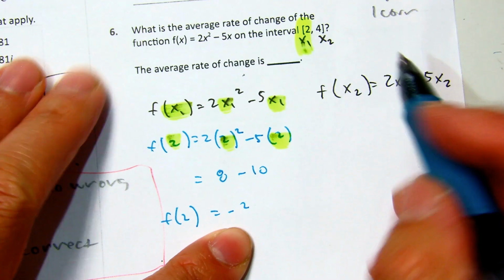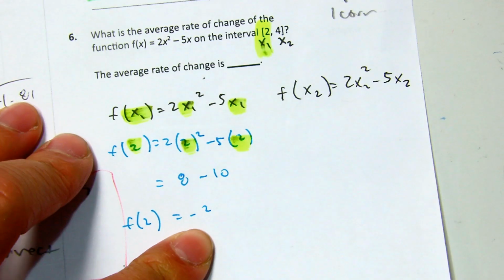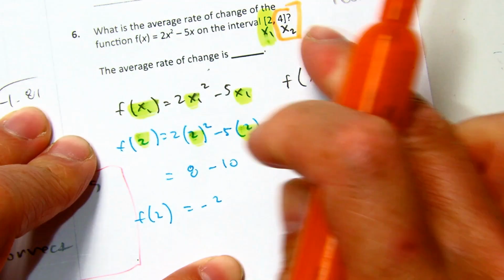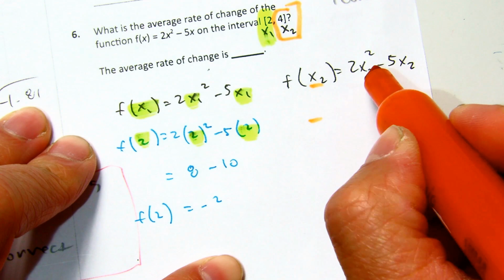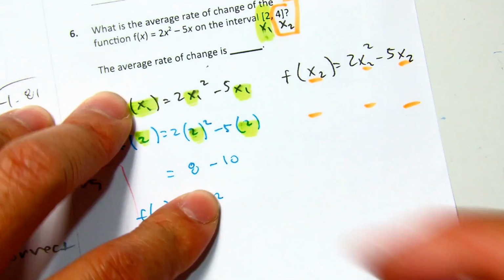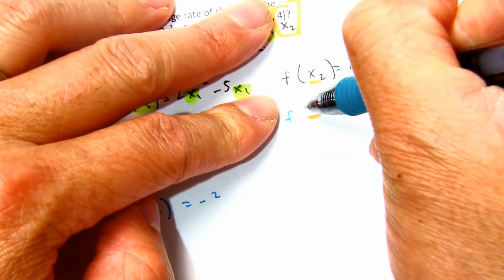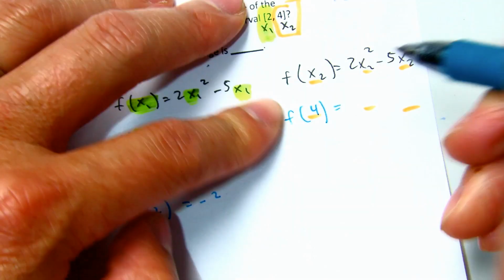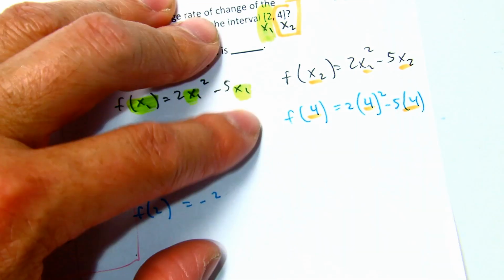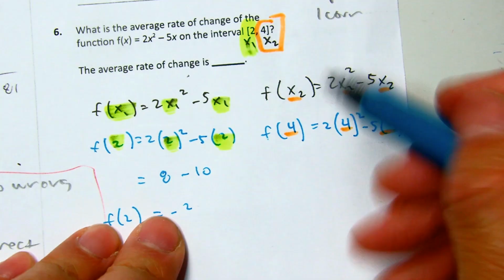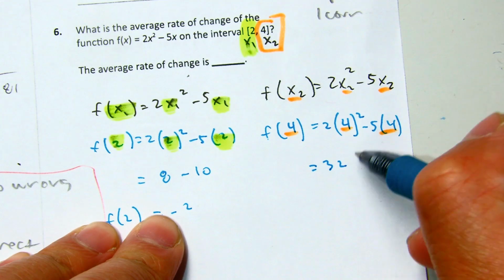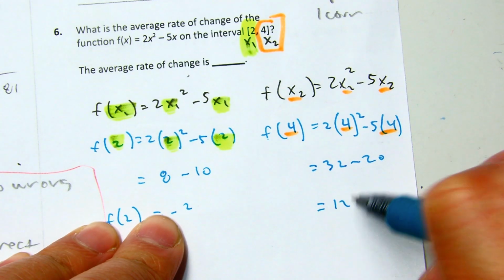And over here I'm going to do the same thing. So we're going to use x2, which is now going to become 4. So I'm going to do a substitution here. I plug in 4 for the x value. Again, I'm going to use PEMDAS here. 16 times 2 is 32. That becomes negative 20. And subtract, you get 12.